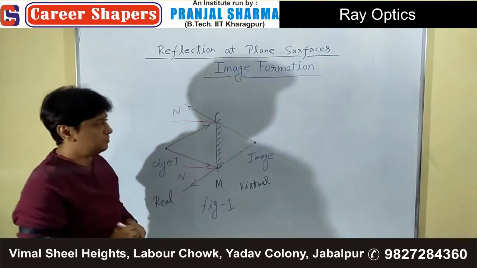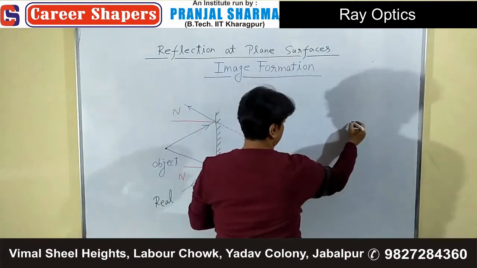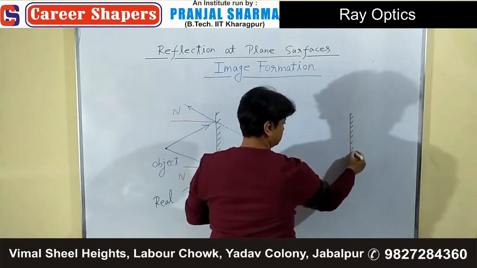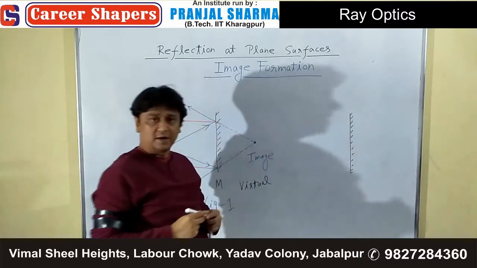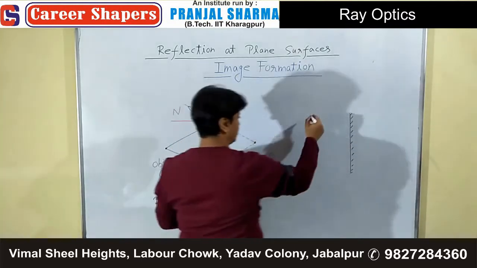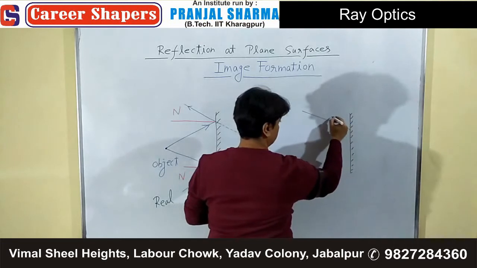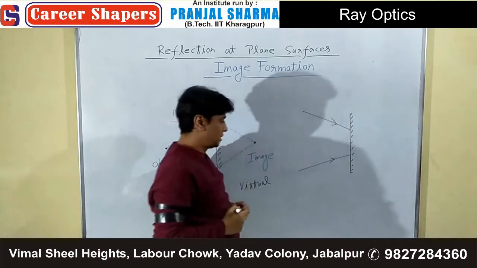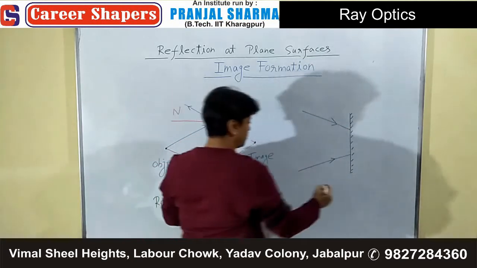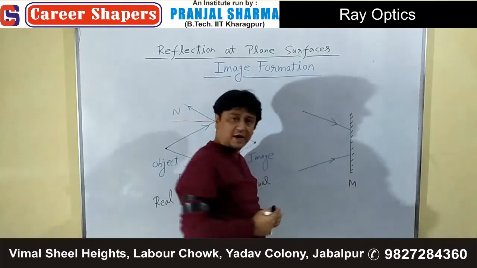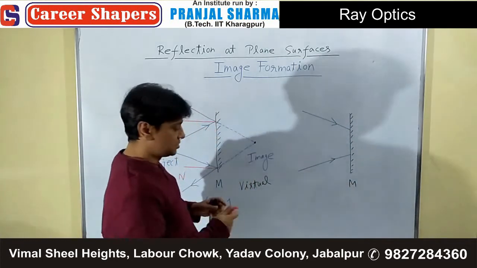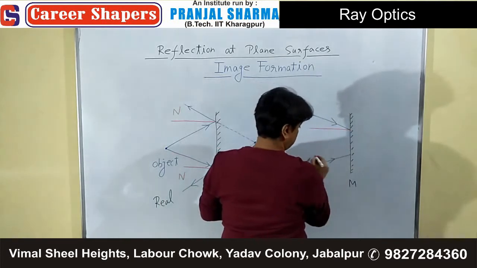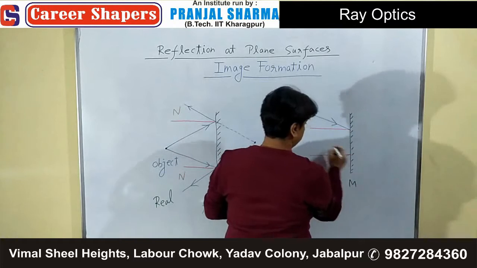Let's see figure 2. Same mirror. But this time, incident rays are shown like this. These two are your incident rays. Once you have incident rays, you draw a normal at these points. Let's draw this normal. First normal, second normal.